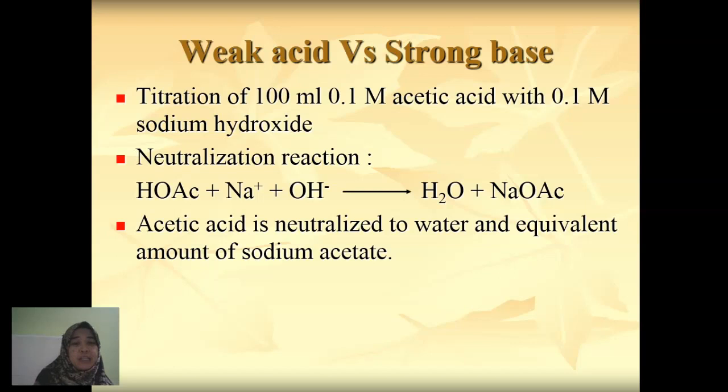In this particular example, the weak acid that we use is acetic acid. So the titration of 100 ml of 0.1 molar acetic acid with 0.1 molar sodium hydroxide. The neutralization reaction is as follows.